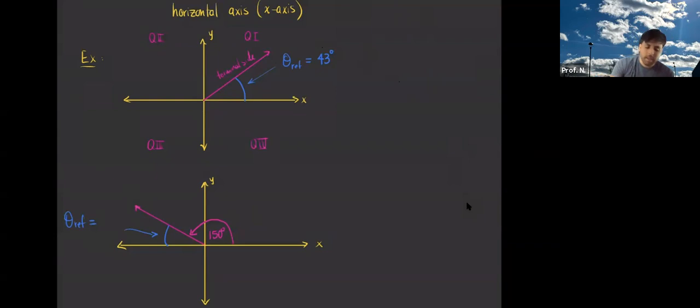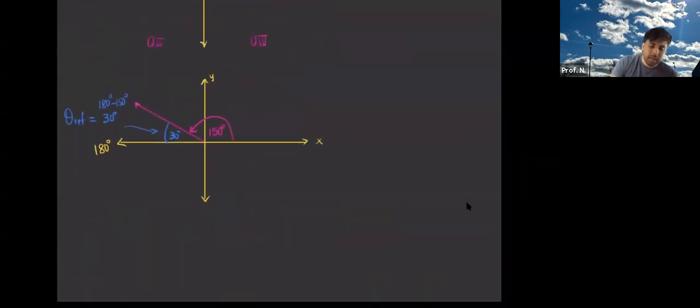No, okay. So yeah, this is 180 degrees. The whole entire first half is 180 degrees, and this is 150 degrees. So that difference here is the reference angle. So 180 minus 150, that's 30 degrees. So this is going to be 30 degrees, and that's the reference angle. Okay?